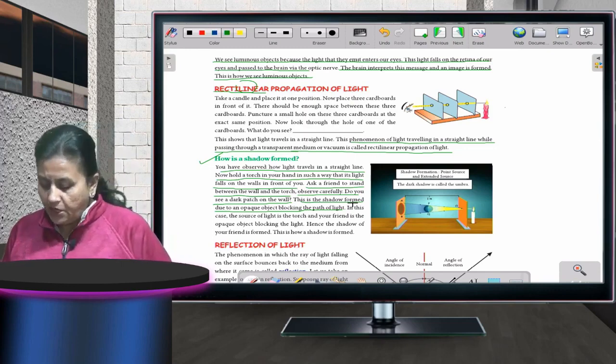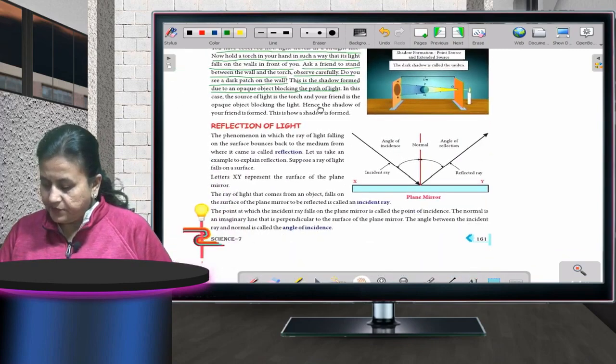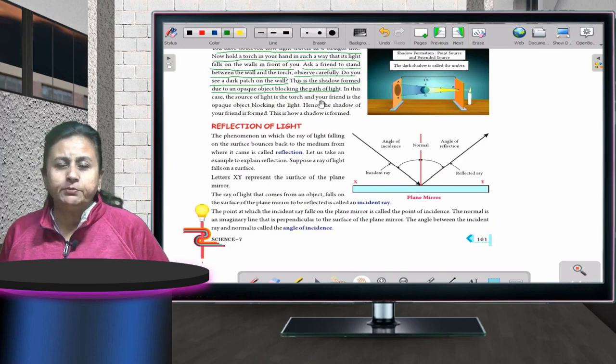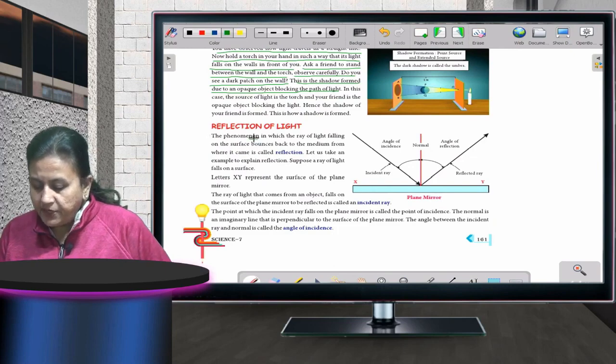Now the next topic is reflection of light. This is very important. Things should be very clear to you. The phenomenon in which the ray of light falling on a surface bounces back to the medium from where it came is called reflection. Let us take an example to explain reflection.